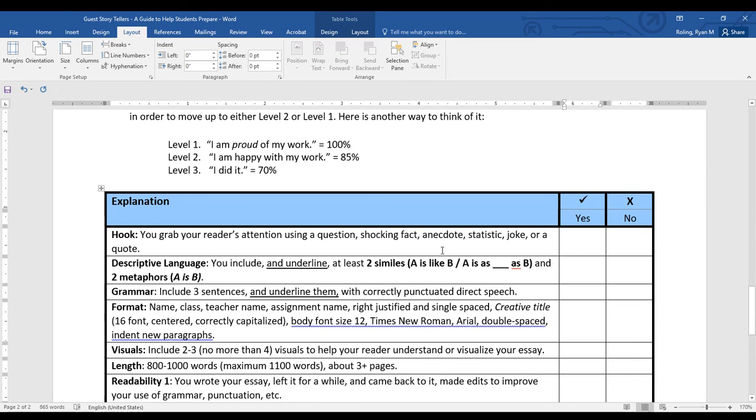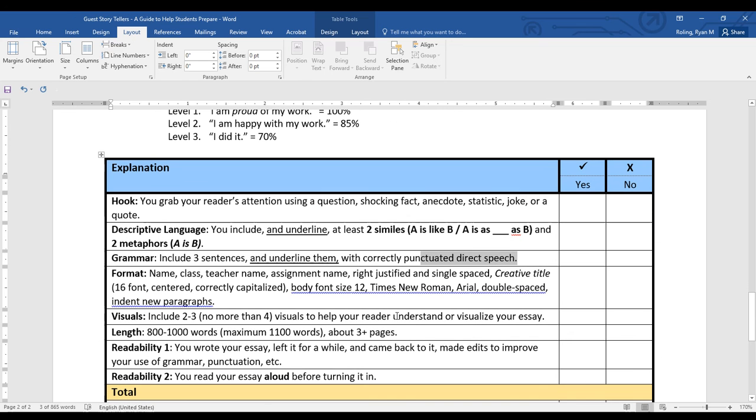I ask them to use a hook to introduce their story, and that can be a question, a shocking fact, a statistic, an anecdote, a joke, or a quote from someone. And they'll just say, "Yes, I used a hook," or "No, I didn't." And then use and underline at least two similes and two metaphors. "Yes, I did it." "No, I didn't." Use and underline three sentences where they use and punctuate direct speech.